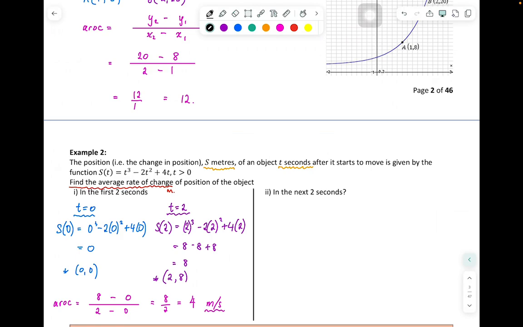Okay. And last but not least, we're going to do it in the next 2 seconds. So if we're talking about our next 2 seconds, we're talking from t equals 2 up until t is equal to 4. Now let's see if these numbers will stay the same or if it will change. So for t equals 2, we've already made that calculation. We did find out that it was 8 based off of our previous question. When t is equal to 4, we need to do this as a new calculation here.